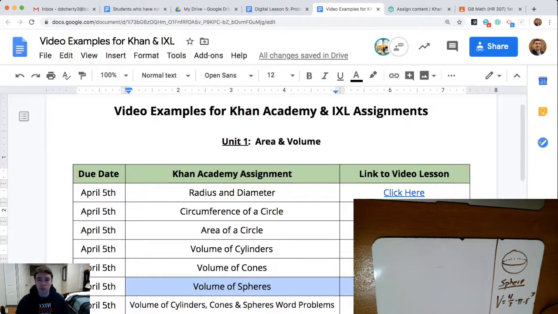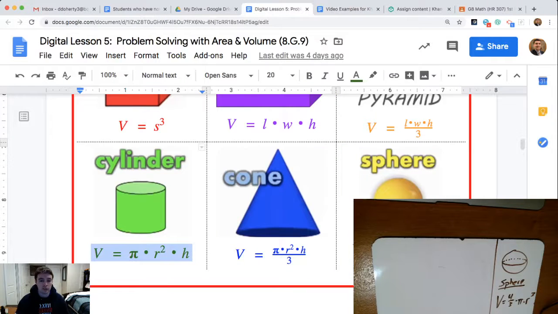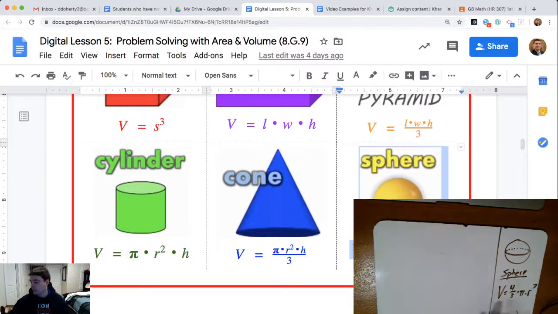Before I get to my whiteboard and some of the work, I'm going to tab over to our digital lesson. On each of those digital lessons on the second page, this should look familiar to you, the reference sheet we've had. This assignment focuses on the sphere. So the volume formula, which you see written on my whiteboard, 4/3 times pi times radius cubed, is going to be the main formula that helps us whenever we're working with spheres.